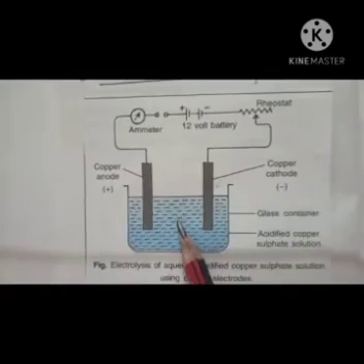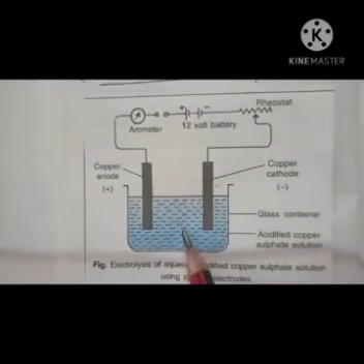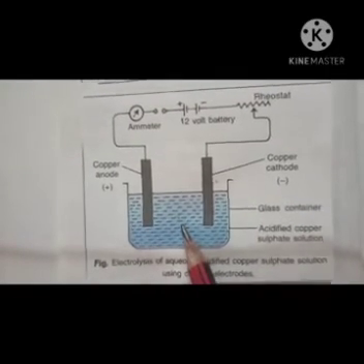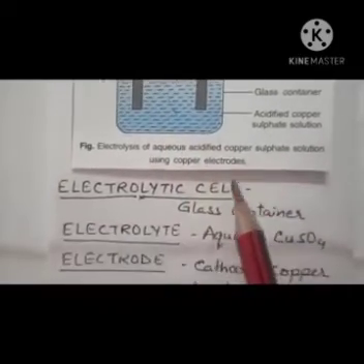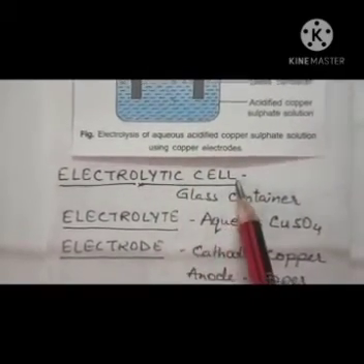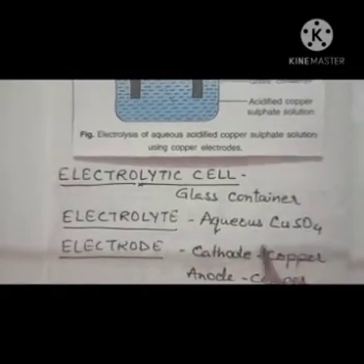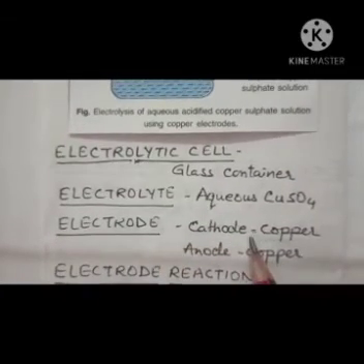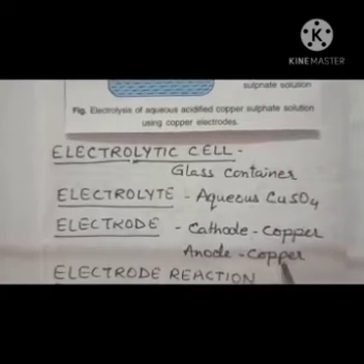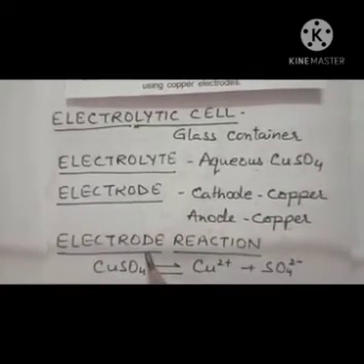And what electrolyte will you take? Aqueous copper sulfate, meaning copper sulfate is dissolved in water. So what is your electrolytic cell? Glass container. Electrolyte is your aqueous solution of copper sulfate, and electrodes are, cathode is also made up of copper and anode is also made up of copper. Now what is the electrode reaction?